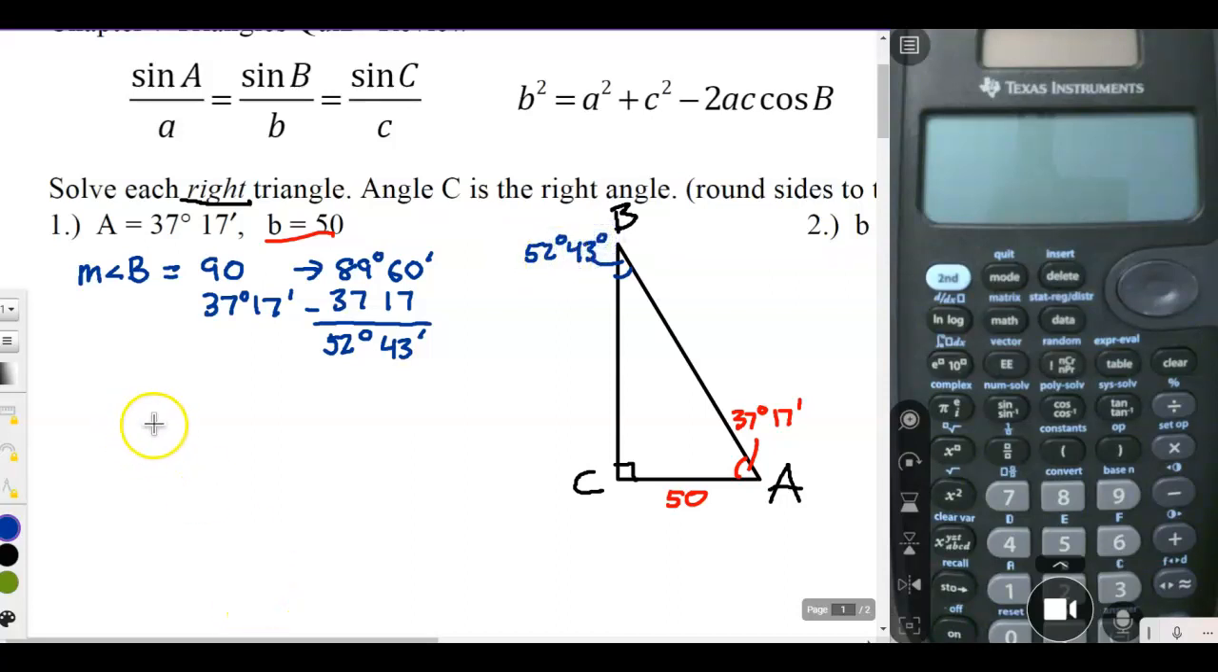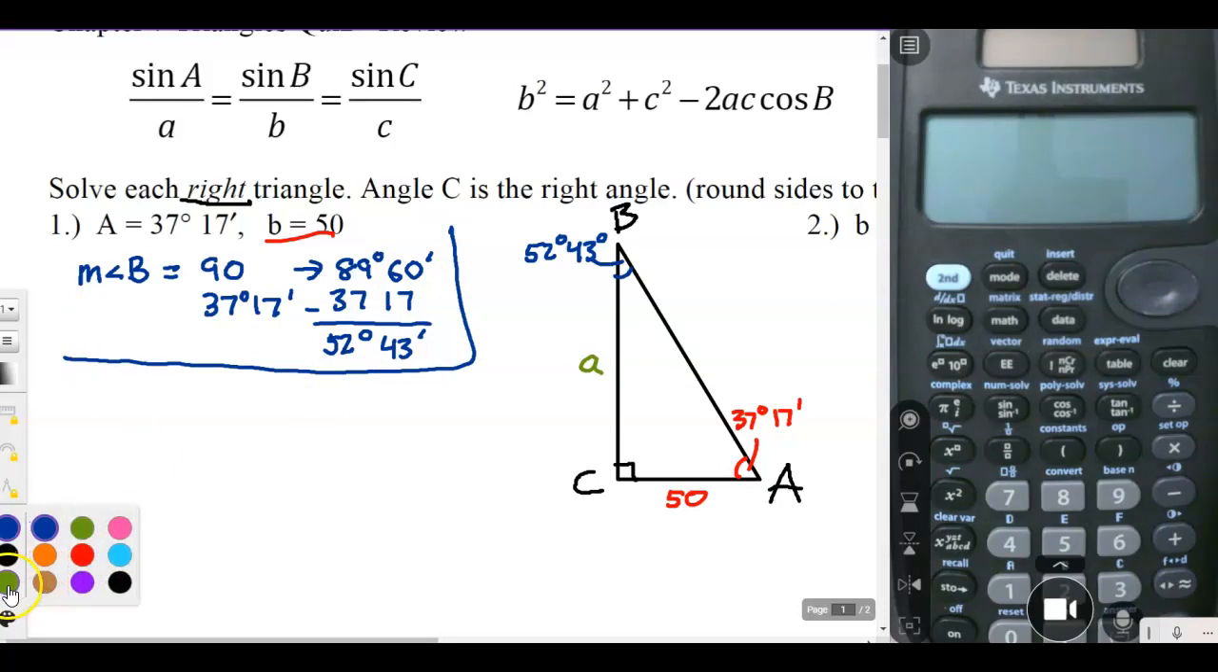All right, and we can start finding the missing sides. Now we have a right triangle, so you have some options. You might look at this and say, well, I have angle B and side B, so I could use law of sines and get what side A is right here. That's a possibility, but because it's a right triangle, I don't need to use law of sines. So what I'm going to do instead is just use my SOHCAHTOA.